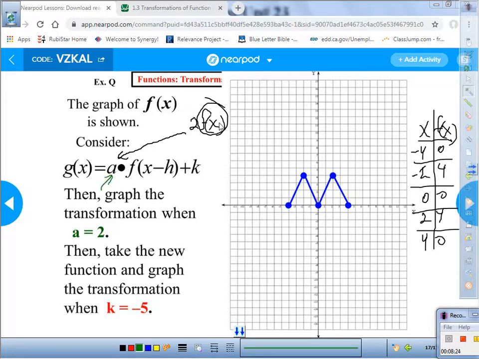That means if I substitute a here, it's going to look like this. So what does that mean? Take f of x and multiply times 2. So when x is negative 4, what is f of x? 0. So that means 0 times 2 is 0. So here's my first point. Let me go to the next point. I'm looking at negative 2 of x. What is f of x? 4. What is 4 times 2? 8. So that's negative 2. Now we are at 8.